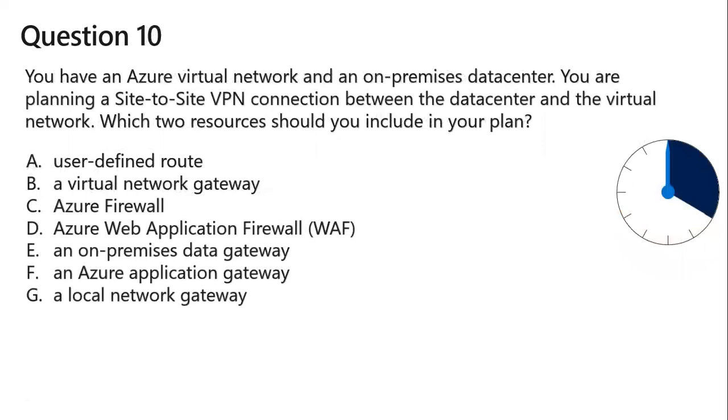You have an Azure virtual network and an on-premises data center. You are planning a site-to-site VPN connection between the data center and the virtual network. Which two resources should you include in your plan? Options are user-defined route, virtual network gateway, Azure Firewall, web application firewall, on-premises data gateway, Azure Application Gateway, and local network gateway. So you have to select two resources. Two answers are going to be correct for this question. Please put your answers on the chat.